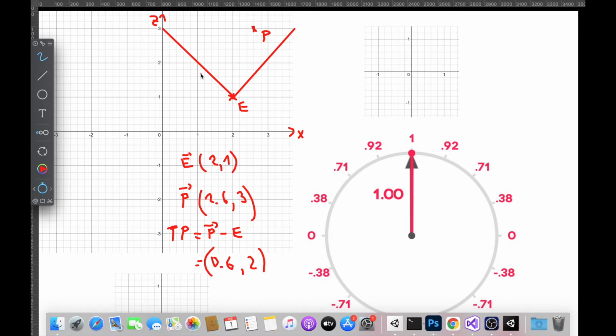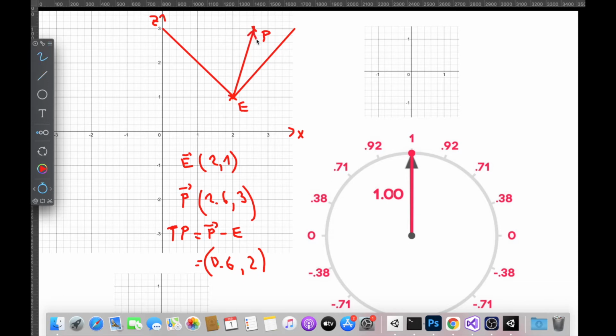Okay, so if I would like to go from the enemy to the player, I need to go 0.6 to the right side. So I need to go 0.6 here, and I need to go 2 values up here, and this will get me to the player position. That's this position here. That's what this vector is saying. So that's this vector here, basically.